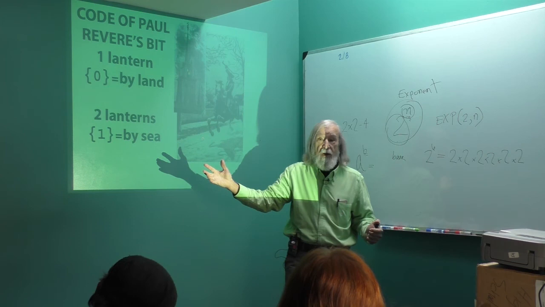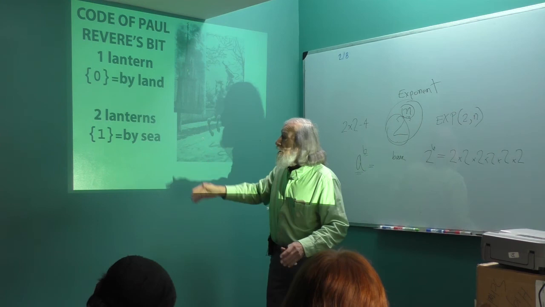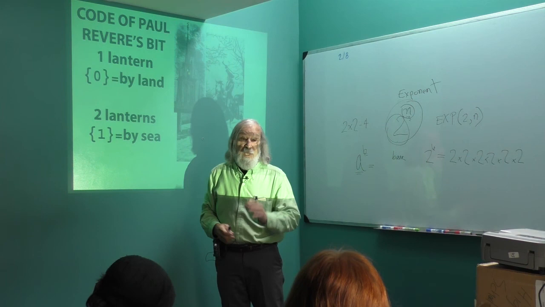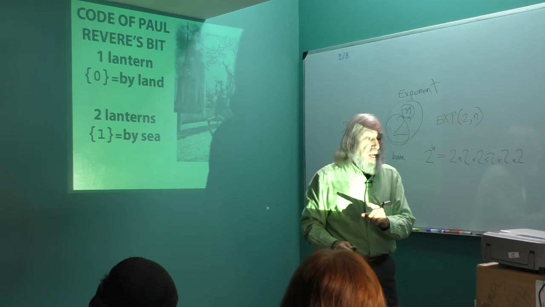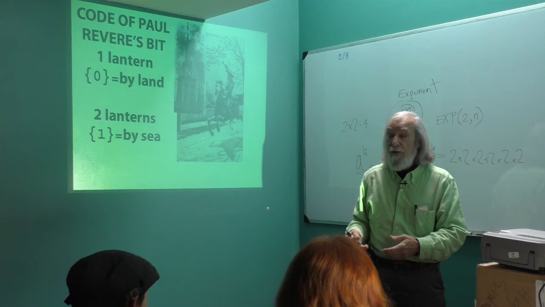It didn't have to be that because it's humanly made. You could have flipped it around and said, well, I think I'm going to call 1 the by land and the 0 by sea. You could do that, but you better tell Paul about it if you changed it. So humanly made codes are created by human beings in the same way we create literature, we create poems, novels, and so on.